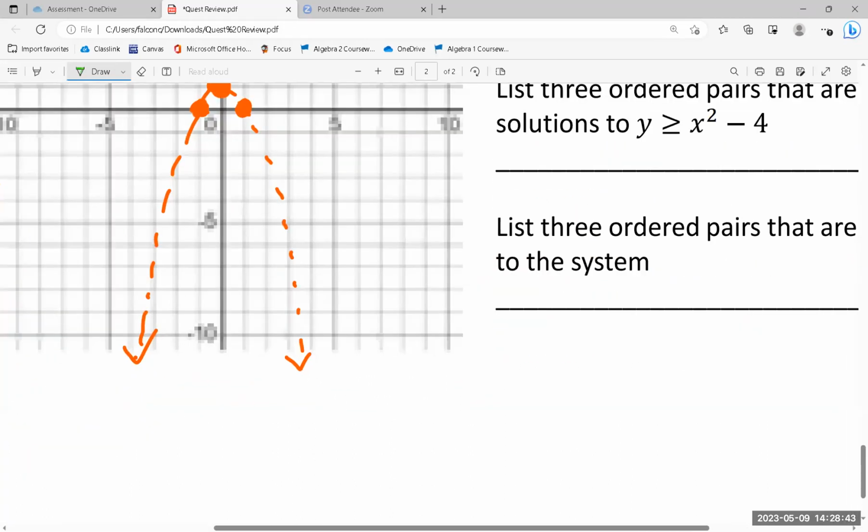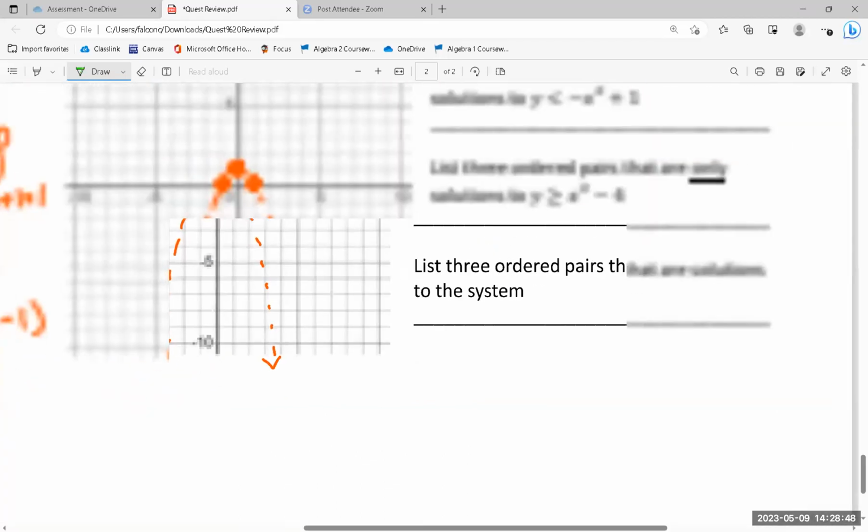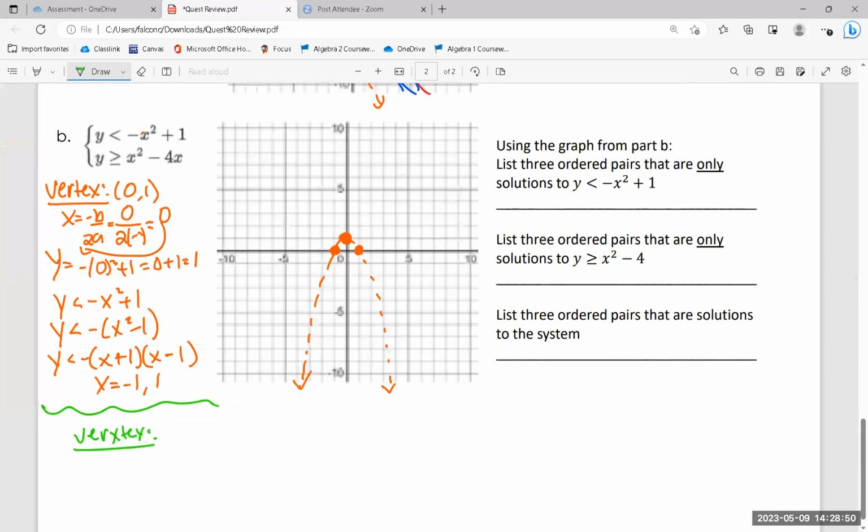Try the vertex first. So we're going to do x equals negative b over 2a. So b in this case is that negative 4. So it would be positive 4 over 2 times a. A is just 1 because there's no number in front of the x squared. So 4 divided by 2, so 2.